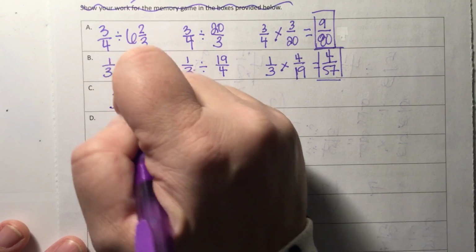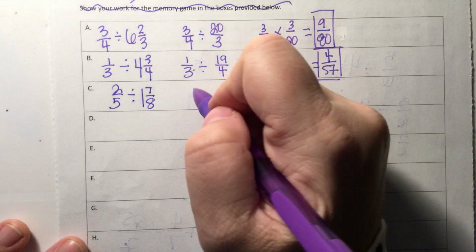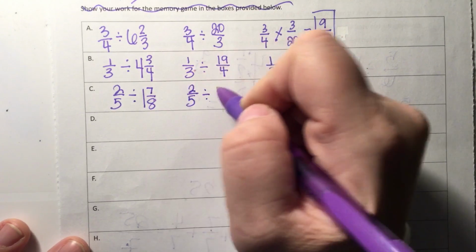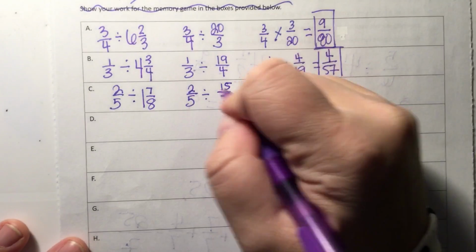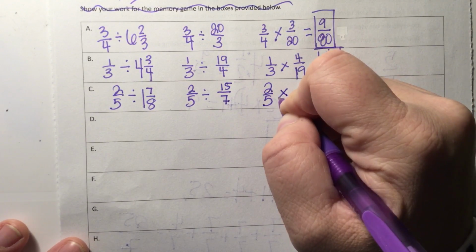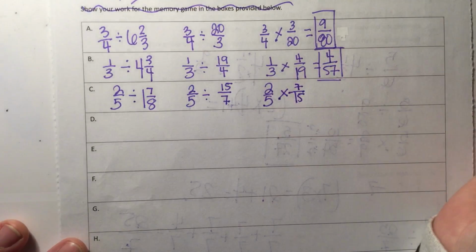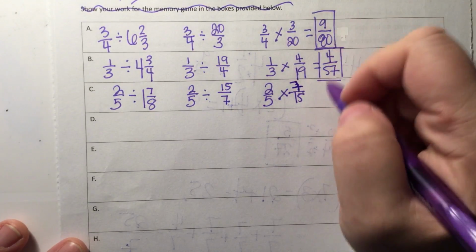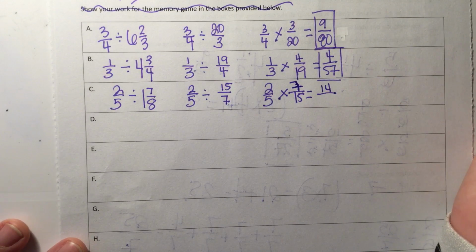2/5 divided by 1 7/8. Ooh, okay. So I have 2/5, and it's divided by 8 times 1 is 8, plus 7 is 15. Okay, so I keep, I change, I flip. That's a 7, I'm sorry, guys. 2 times 7 is 14. There's my equal sign. 15 times 5.